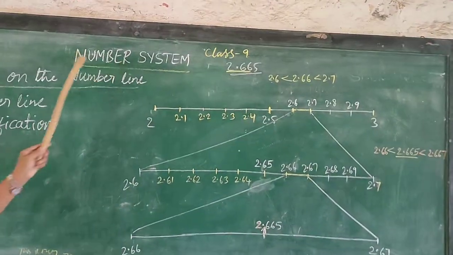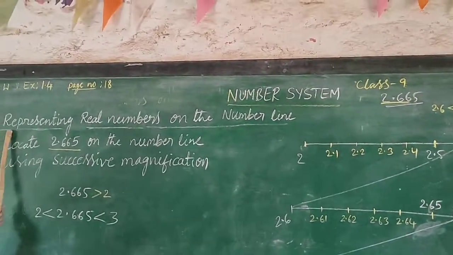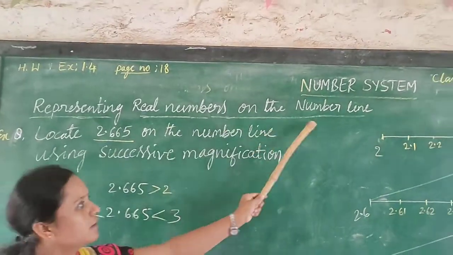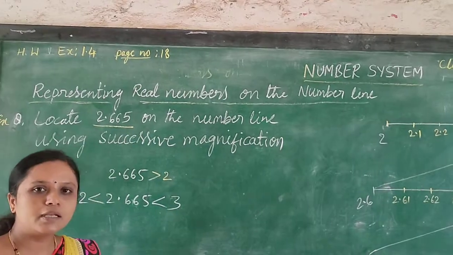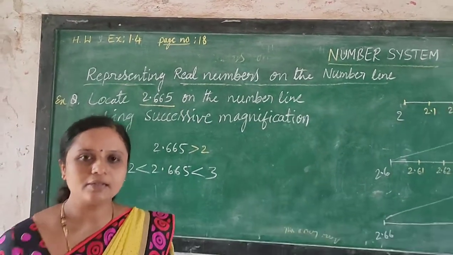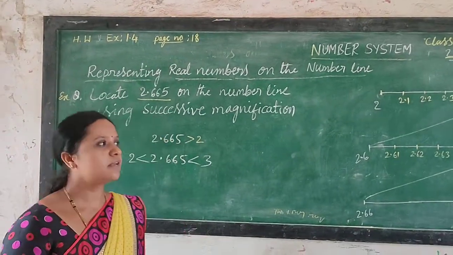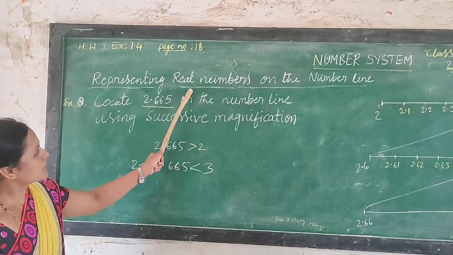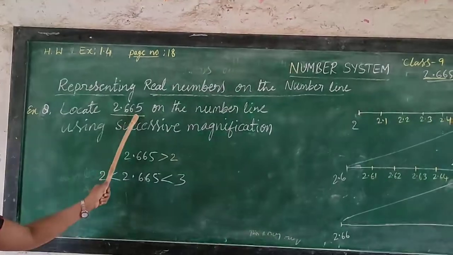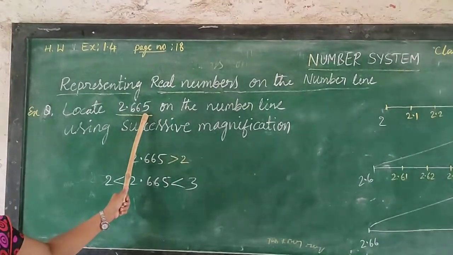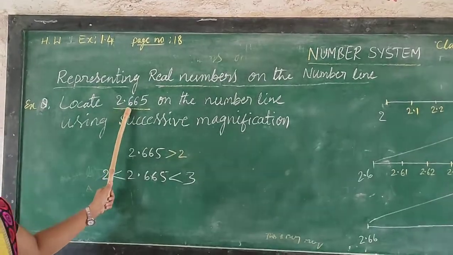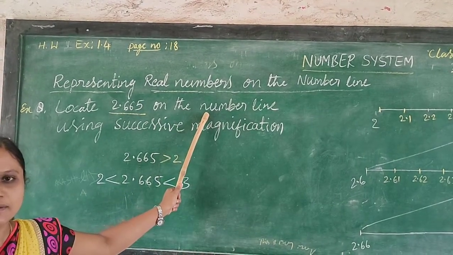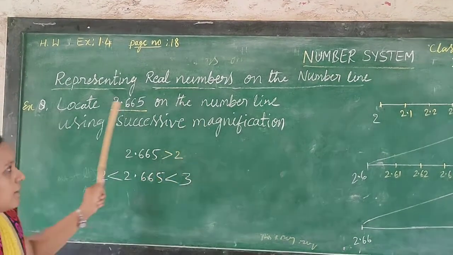On number system, today we are going to discuss representing real numbers on the number line. In the previous section, you have already learned the representation of real numbers on a number line. The real numbers can be expressed in the form of decimal expansion. This decimal expansion helps us to represent the numbers on the number line. So, now we take one example.